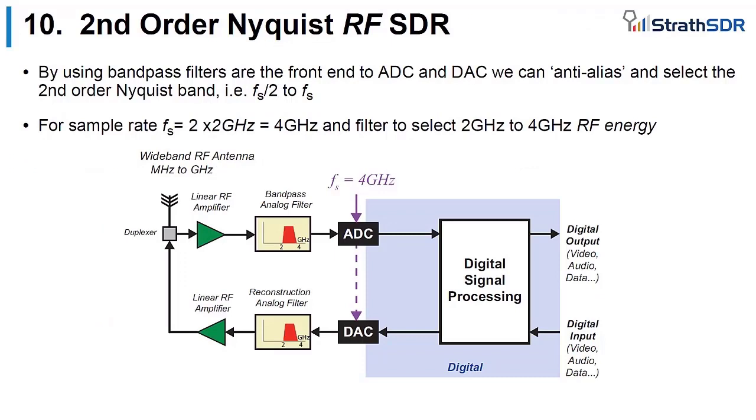So let's just sketch that, the concept of using the second order Nyquist zone. So at the front, you will need appropriate bandpass analog filters to capture the band of interest, the 2 to 4 gigahertz. This energy will then alias after you've done the sampling. And once again, we'll do our digital signal processing to do all of our radio type implementation.